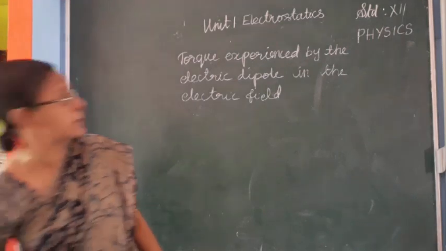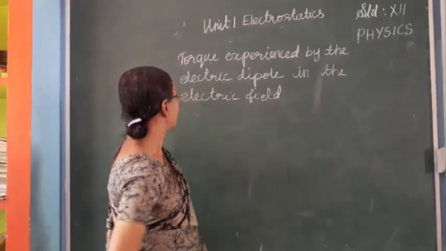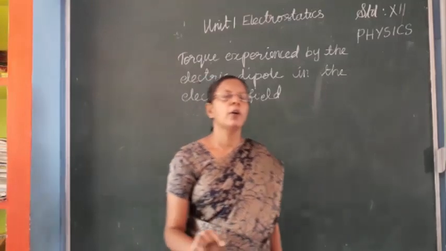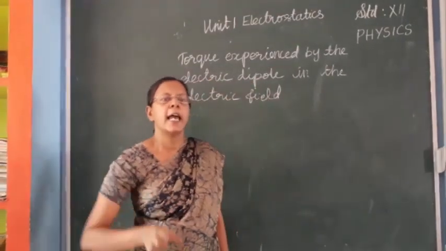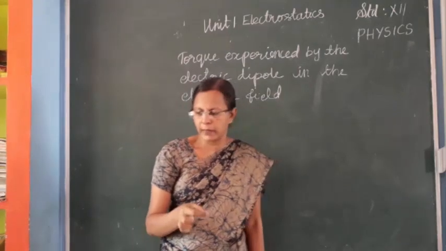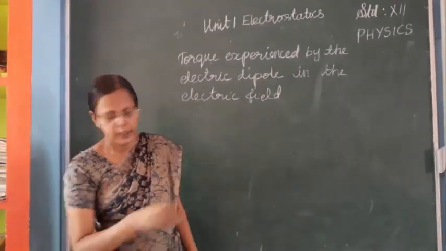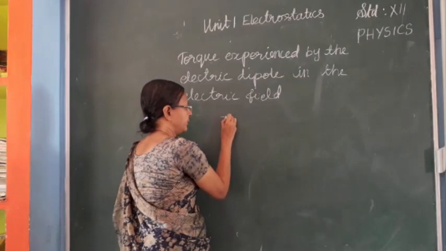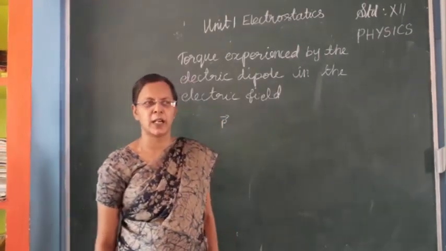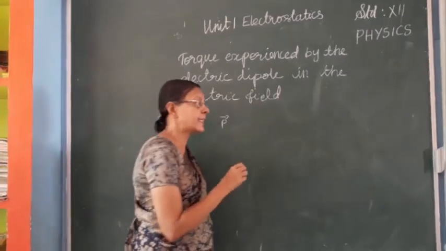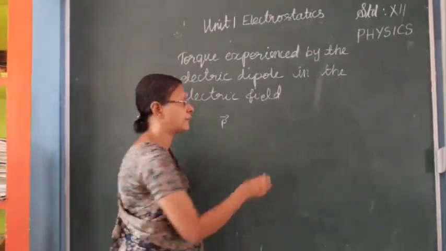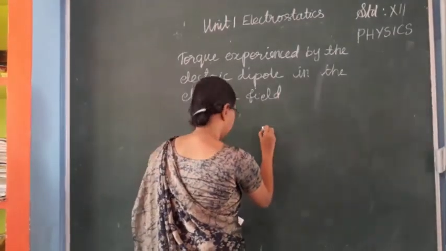Okay, torque experienced by an electric dipole in the electric field. Now we are going to consider an electric dipole with the dipole moment P vector. We want to place this electric dipole in a uniform electric field. Okay, I am drawing the diagram.